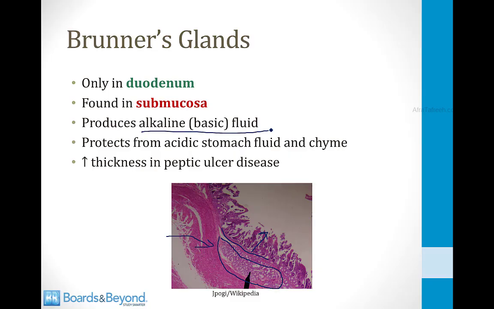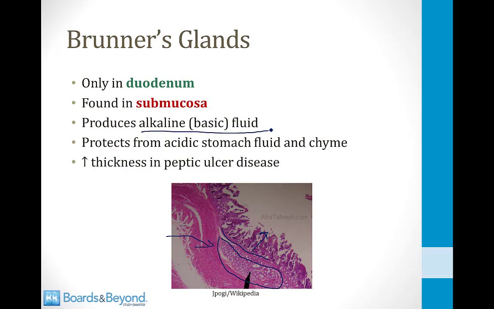When chyme enters the duodenum from the stomach, it's very acidic. The duodenum needs to neutralize this so that pancreatic enzymes can be effective, and also to protect the duodenum and small intestine from damage from acid. So the Brunner's glands make basic or alkaline fluid in order to neutralize the stomach acid.